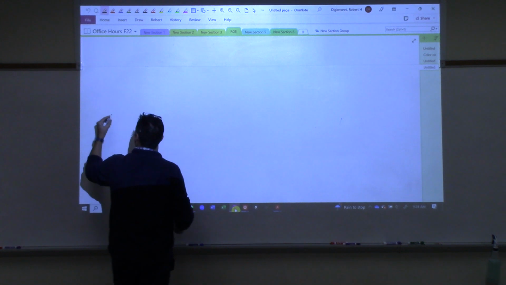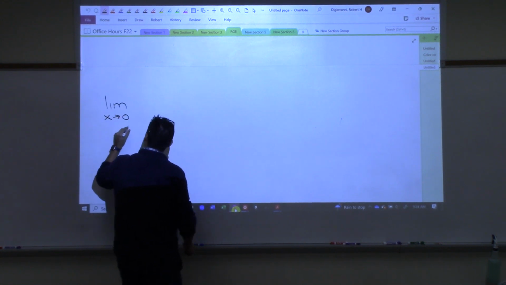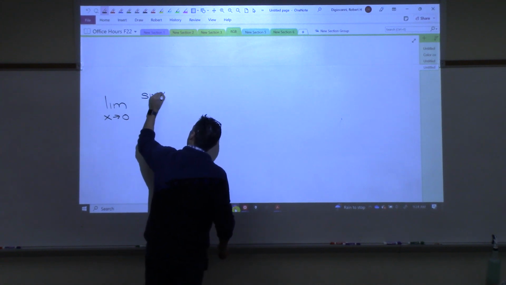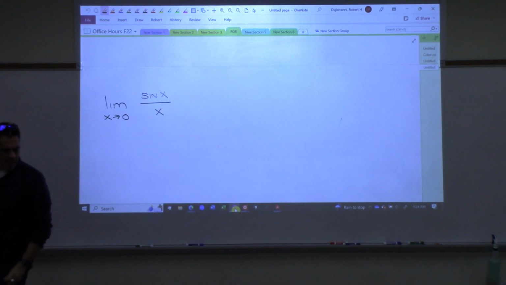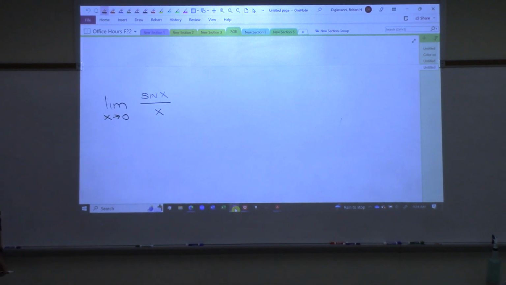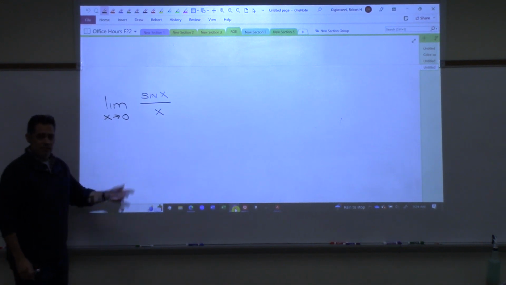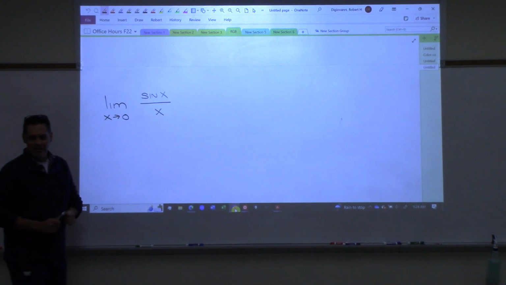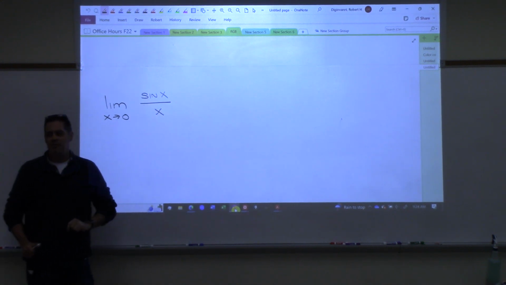So how about this one? The limit as x approaches 0 of sine of x over x. Pre-cal. Everyone took pre-cal, right? So the first thing I'm going to do is direct substitution. And I feel like a drum roll in the background here. Let x go to 0. What is sine of 0?